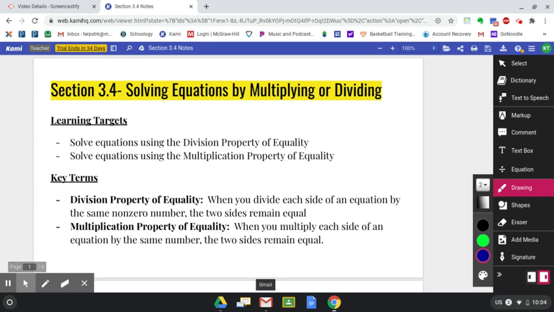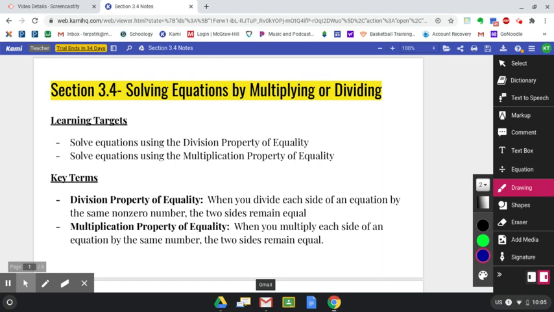All right. Hopefully 3-3 went well for everyone. 3-4 is going to be very similar to that, but we're going to be looking at multiplication and division for solving. So those are our learning targets. Use the division property of equality and multiplication property of equality to solve the equation.